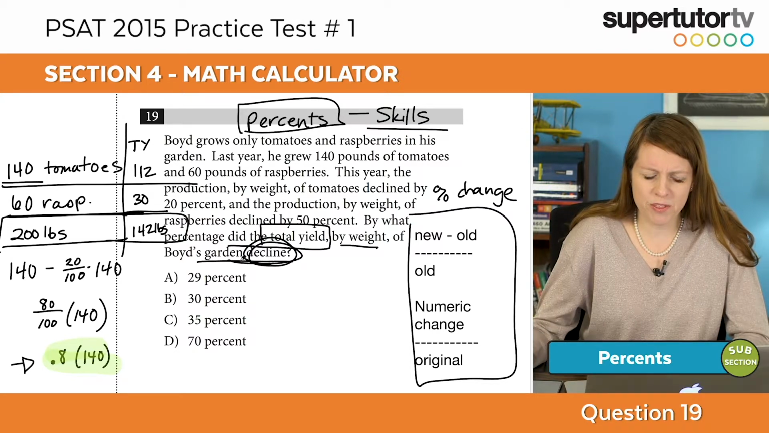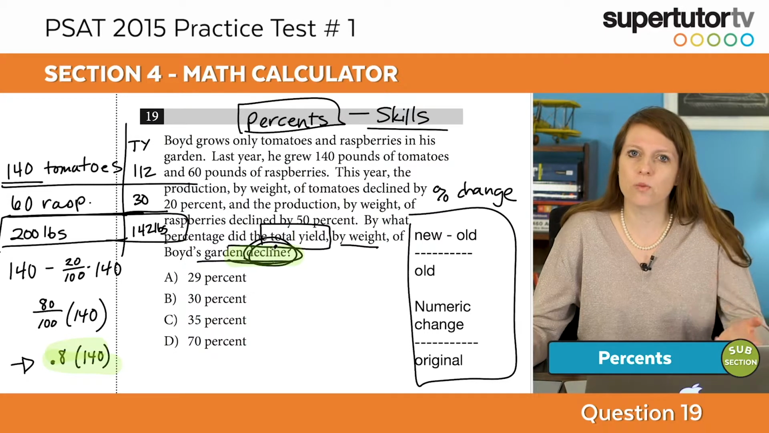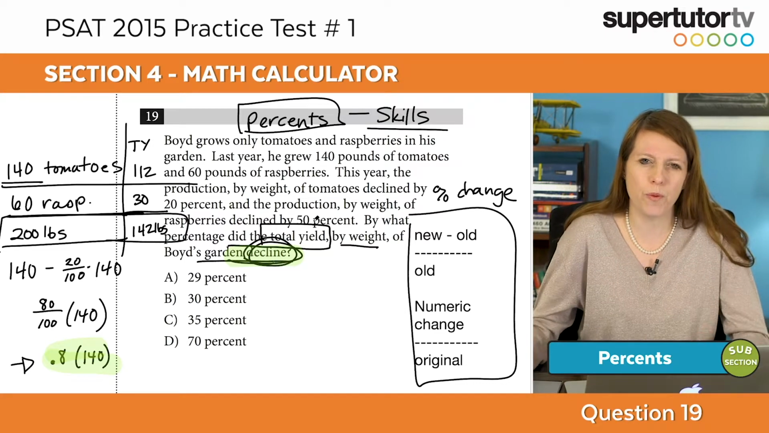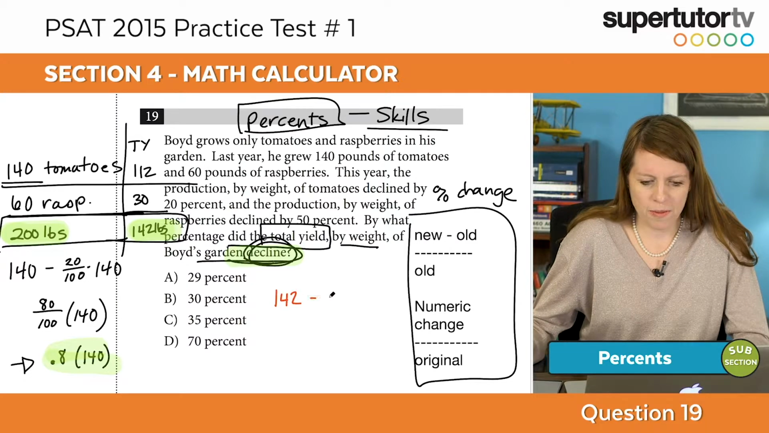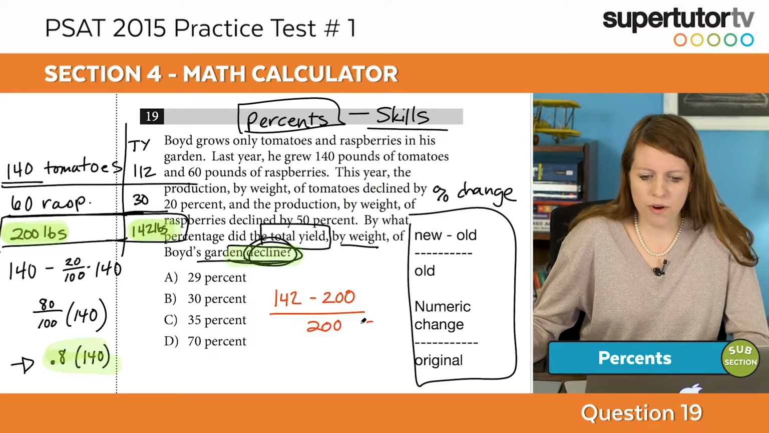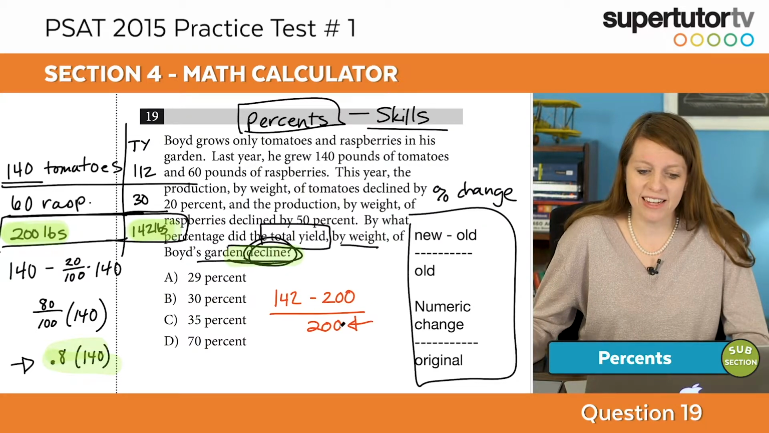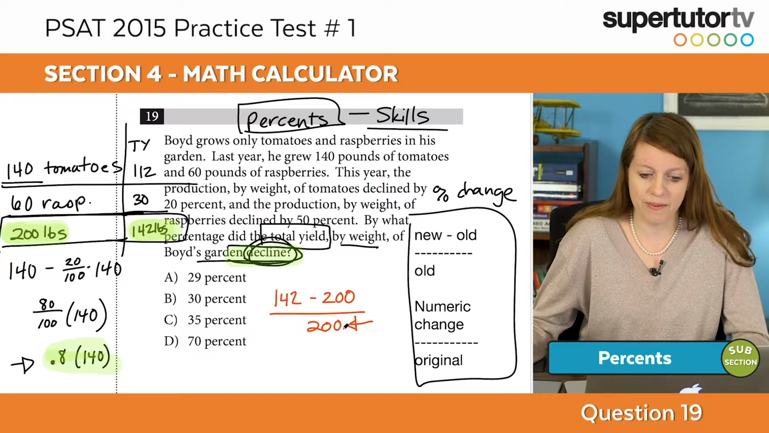With percent problems, sometimes it's really important to keep aware of how it's worded. Occasionally, they'll throw you a loop with the wording, and you have to calculate something that you don't usually calculate. So this is our new, and this is our old, right? So I'm just going to do this new minus old over old. 142 minus 200 over 200. Most important thing, the biggest mistake people make, is that this is not the number on the bottom, okay? So make sure your old is on the bottom. Do not put the new one on the bottom, okay?